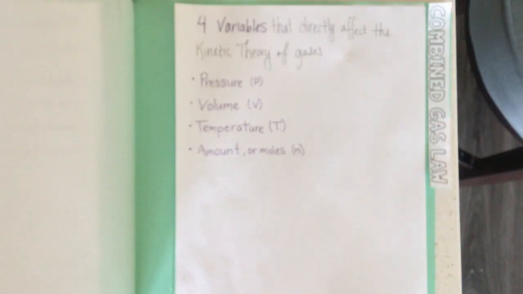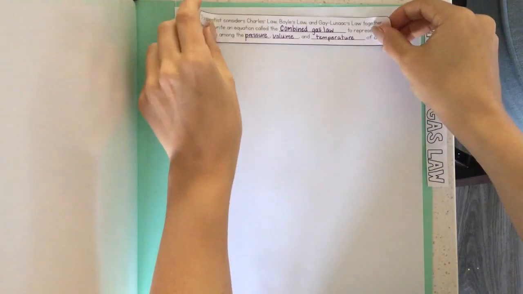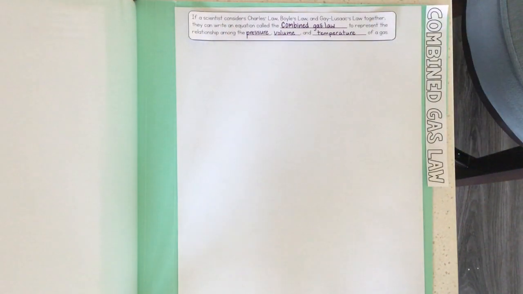Consider a problem in which you wish to calculate the final volume of a gas when the pressure and temperature are changed. You can't use any of those three previous gas laws for this. If a scientist considers Charles's law, Boyle's law, and Gay-Lussac's law together, they can write an equation called the combined gas law to represent the relationship among pressure, volume, and temperature of a gas.